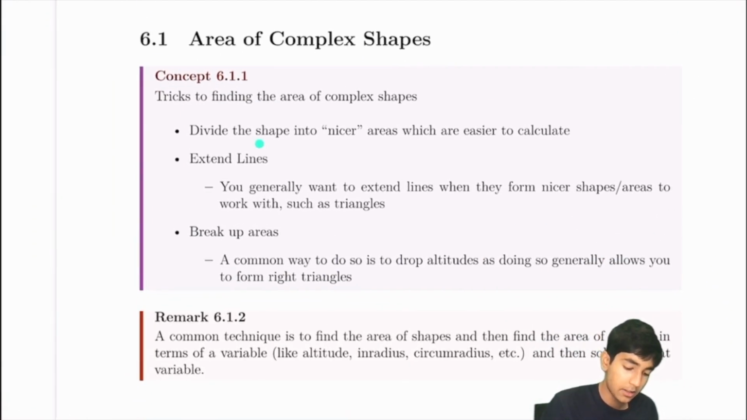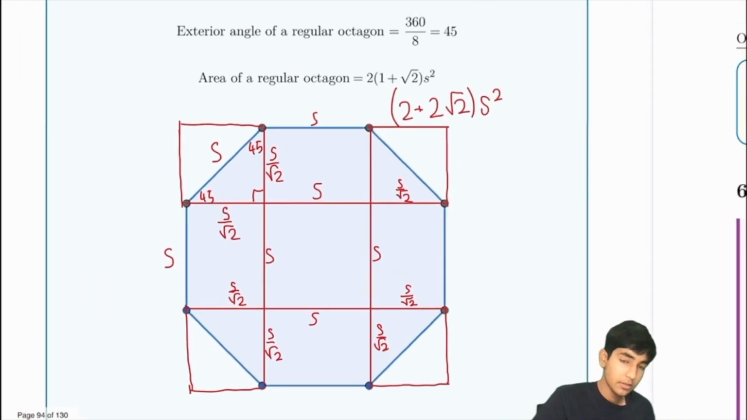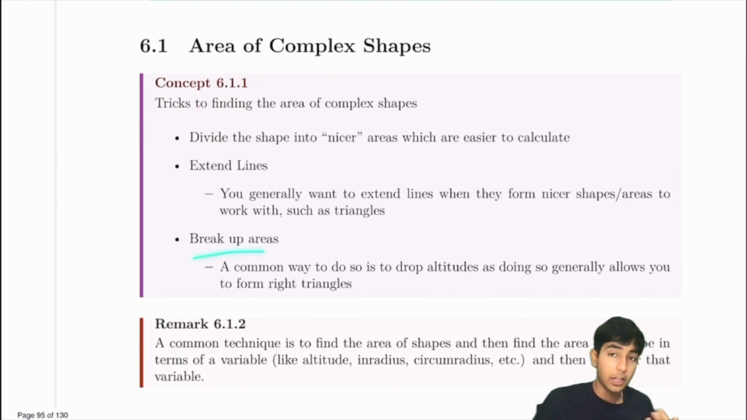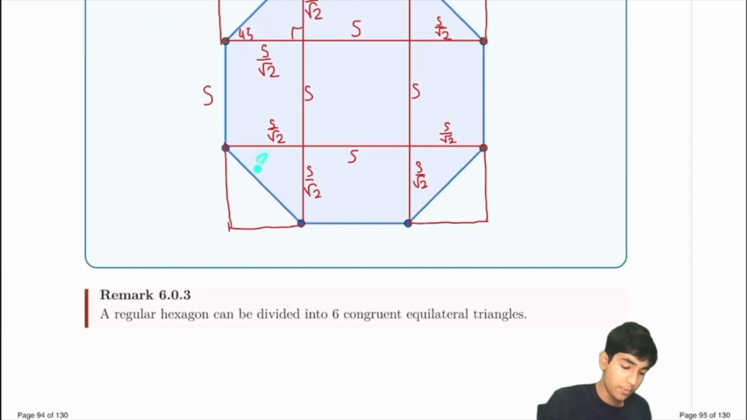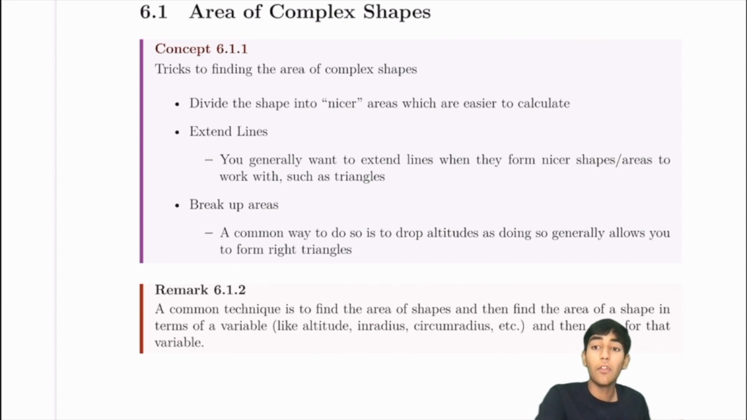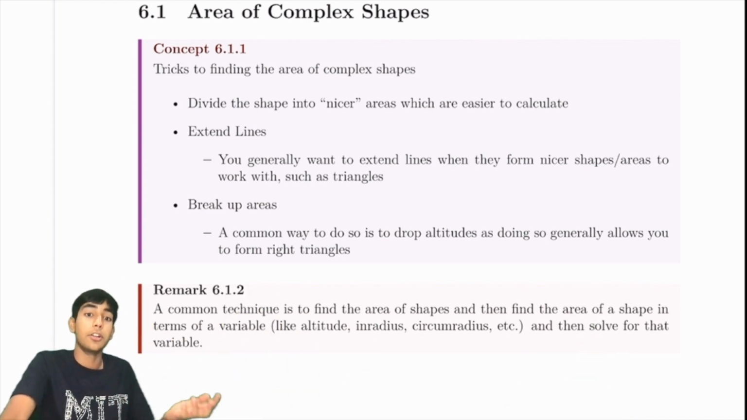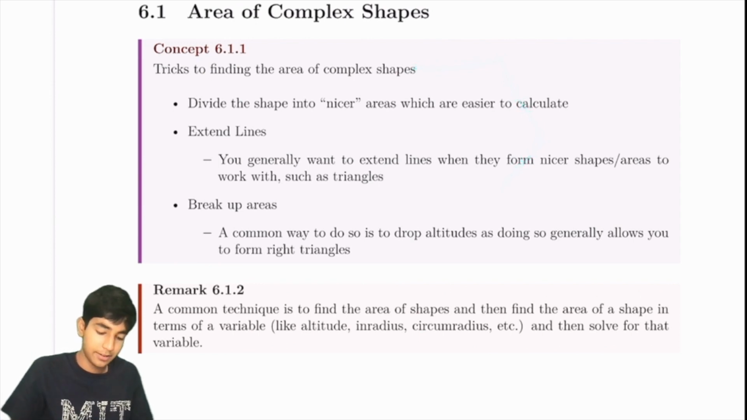Okay, these are kind of the techniques. Divide the shape into nicer areas, extend lines, right? That's always good, like we did here, extending the lines to form those corners which we subtracted from. And then also breaking up areas, right? That's also helpful sometimes, like we broke it up into these parts. And sometimes more than one way can work like that. And also sometimes it can be helpful to find the area of shapes in terms of variables, even if you don't know the exact values. And then you can use that to solve for variables. So just because you don't have the exact value, don't let that shy you from finding areas in terms of variables, like S for hexagon or something like that, right?